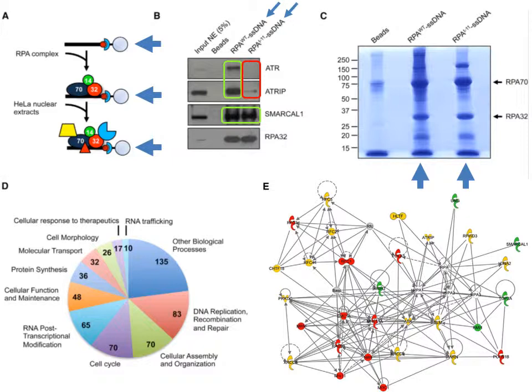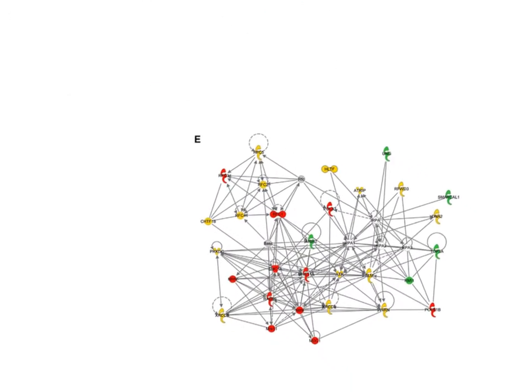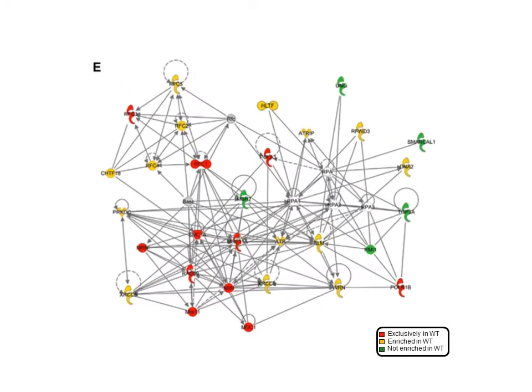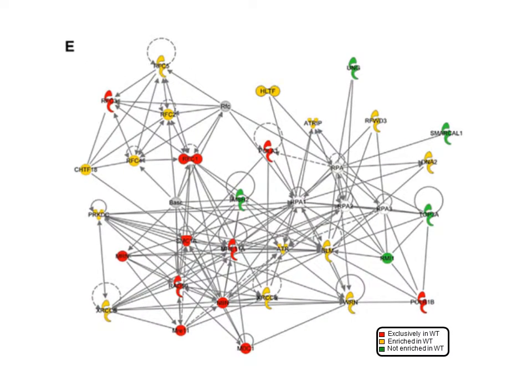Panels D and E show that our screen worked, as the most abundant category of proteins identified in our screen were those implicated in DNA replication, recombination, and repair. Amongst these proteins were many known interactors of RPA. As expected, known interactors of RPA70, such as ATR-ATRIP and the MRN complex, were strongly enriched in the wild-type pull-down.